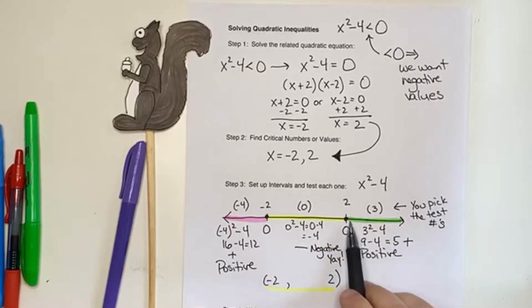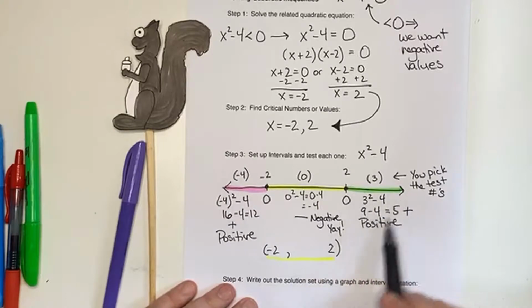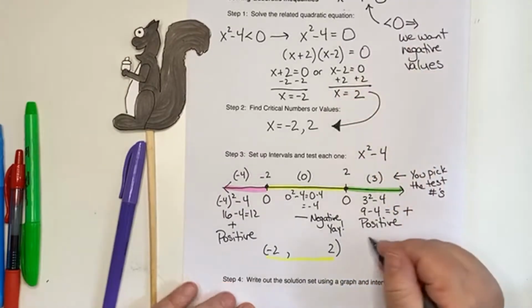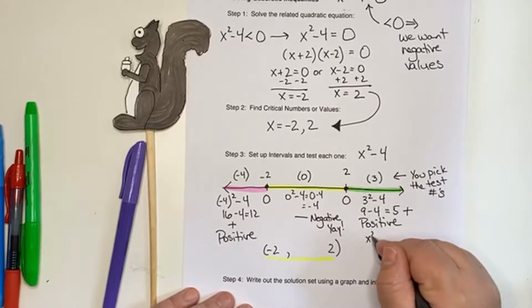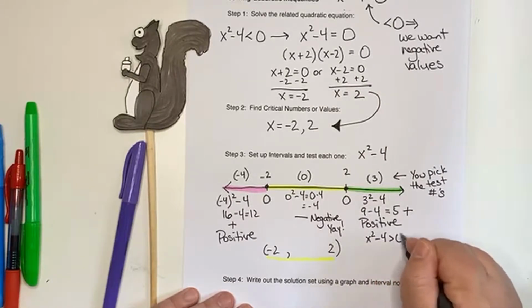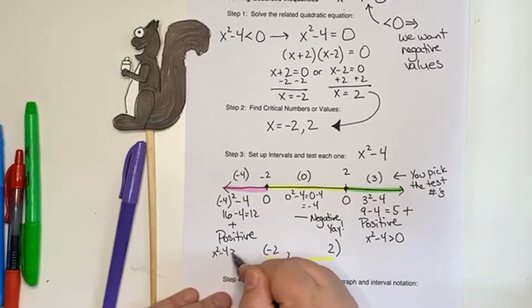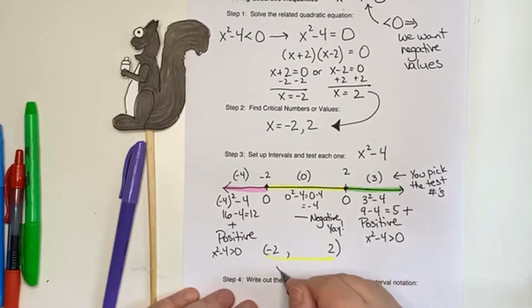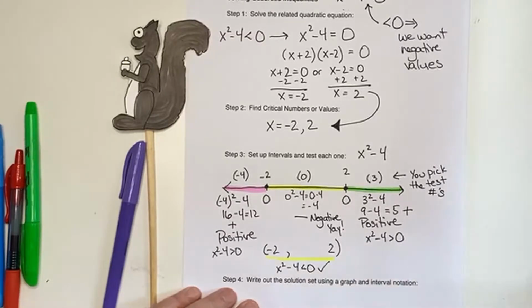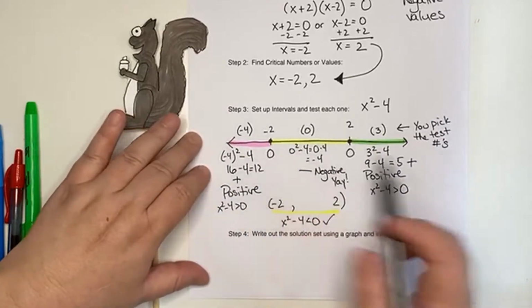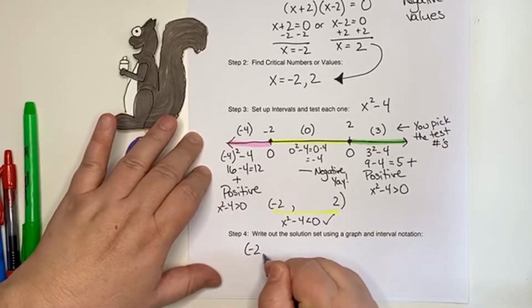Tell me about the green portion. In the green portion, this gives us a positive value on this side. So this would, in this section, x squared minus 4 is greater than 0. It's positive. Over here, x squared minus 4 is greater than 0. In here, x squared minus 4 is less than 0. That's what we want. So what's the solution set? The solution set is the yellow set. -2 to 2.